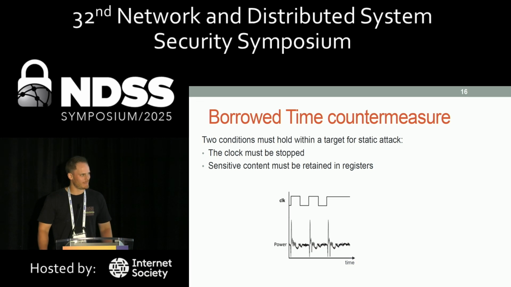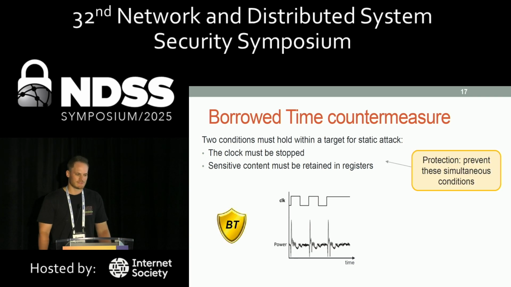So we observe that all past attacks that use this attack model rely on 2 conditions holding. The clock provided to the target circuit must be stopped, and sensitive content must remain in registers and unchanged. So we proposed a rather intuitive and simple countermeasure approach. We want to prevent situations in which both of these conditions hold. And we want to do this with circuitry that we can build into a chip directly alongside the target.